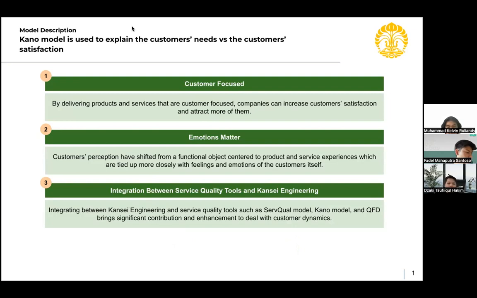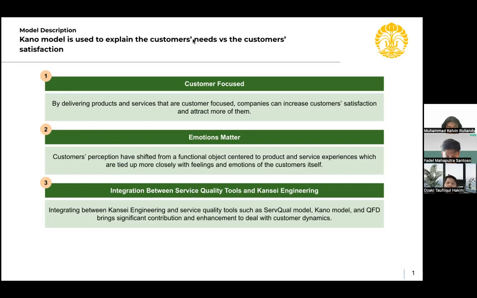And secondly, emotions matter. Customers' perception has shifted from a functional, object-centered view to product and service experiences, which are tied more closely with the feelings and emotions of the customer itself. So when companies want to attract new customers or retain existing customers, they need to target the emotions and the feelings of the customers itself.